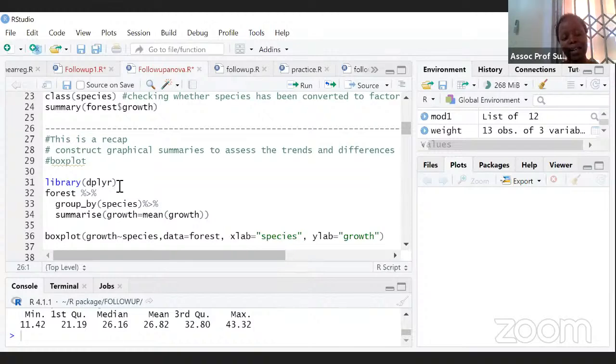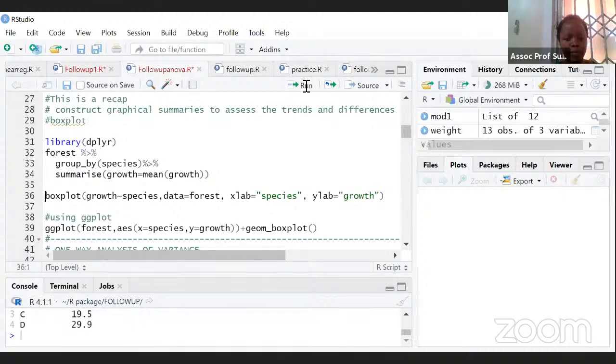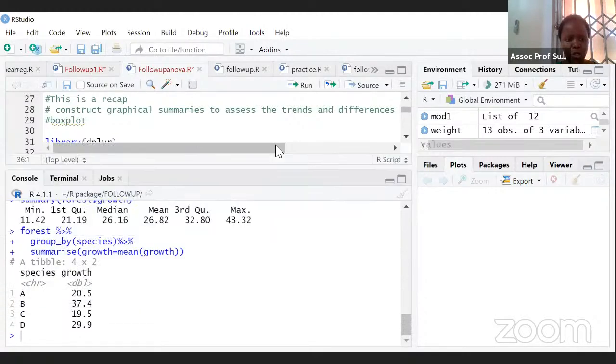So in the second line that we have, we can see forest is our object where our data is, and we are using this percentage greater than percentage. That is what we call a pipe, where you pass your information, you're sending your information to R. So you want all that in one go, not to write them as separate information. So you want to summarize forest by group. Group by is a function for you to summarize this information by forest. So all this is written in one go, and we are going to run it. And we have our output.